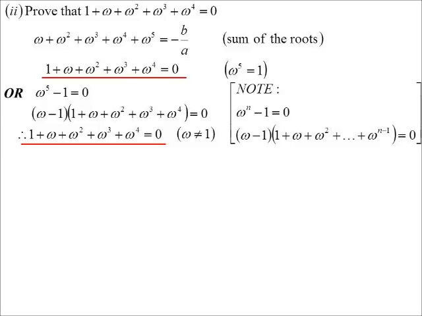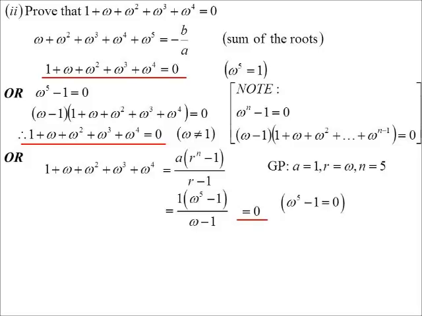So remember that idea for this question. We can always factorise z to the power of n minus 1 by starting with omega minus 1, and then it's just 1 plus omega plus omega squared, all the way up to omega to the power of n minus 1. All right, that's one way. Another way we could do it. There's yet another way.